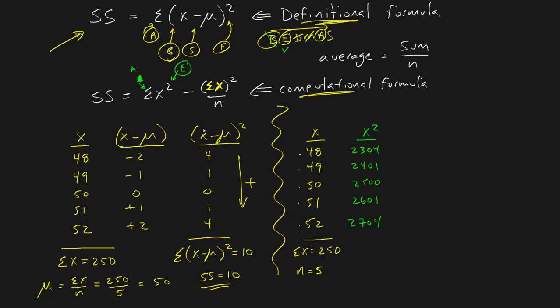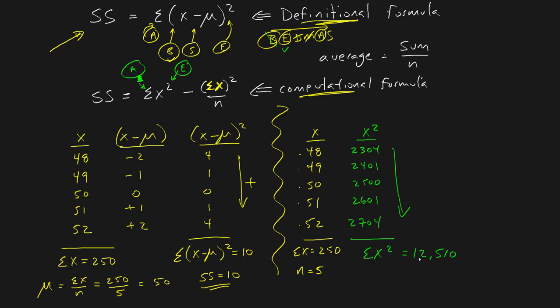Now, I don't just need x squared. We've done the exponents. We need to now take care of the other operation here. We need addition. We need to add these up. That'll give me the sum of x squared. And when you add up all 5 of these values, it comes out to be exactly 12,510.